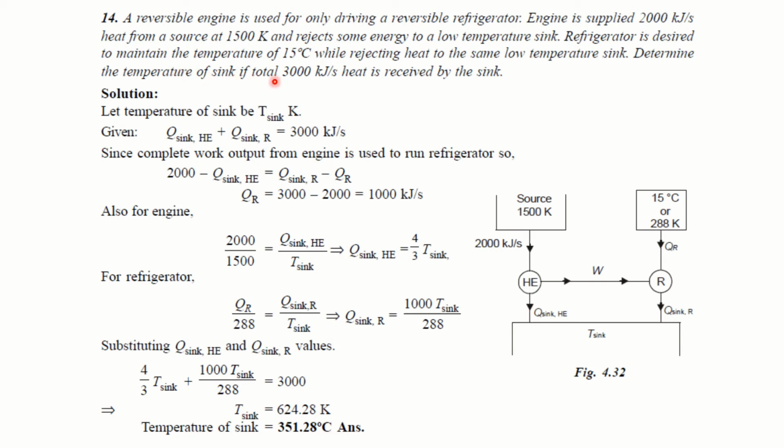Determine the temperature of sink. This temperature, T sink. If total 3000 kilojoules per second means kilowatt of heat is received by the sink. That means this plus this is given as 3000 kilojoules. So this is given. Now you see here, work output by this is work input to this. Correct. So I have equated this. By equating this, I have got the QR value.